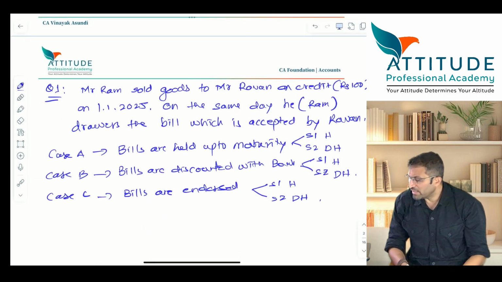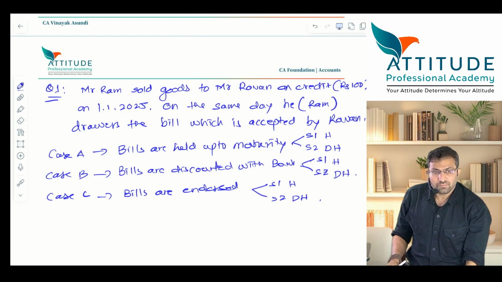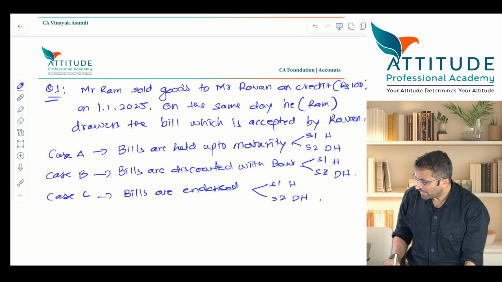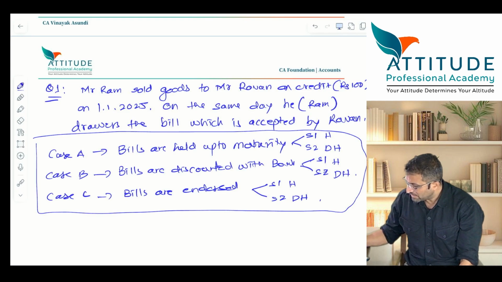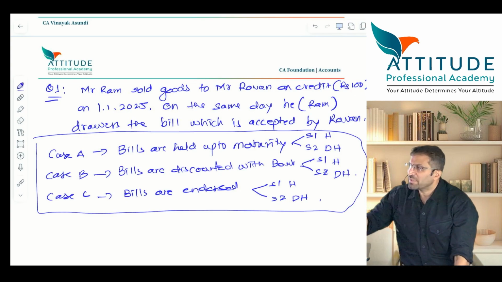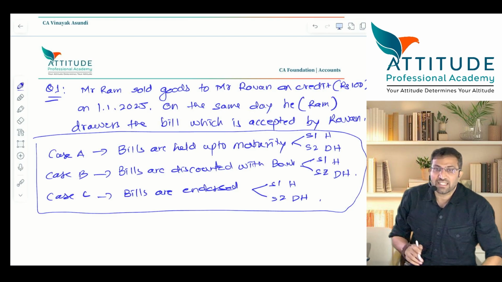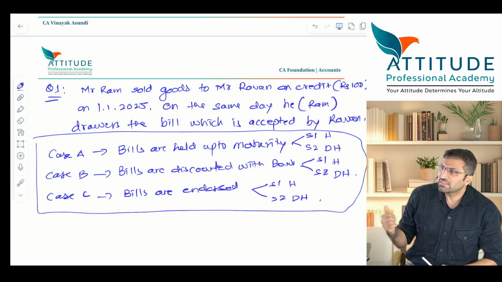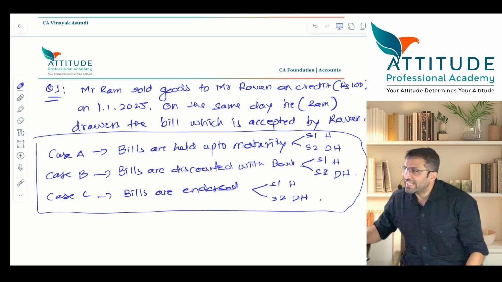Okay. Have a look at it. Now one by one. You don't take this; these cases are given later on. First you take the main sum. Ram sold goods to Mr. Ravan on credit rupees 100 on 1/1/2025. On the same day he draws the bill which is accepted by Ravan. Accepted means he is sending it back. After that, case A, case B, case C we will see later. Is that clear? Shall we start the answer?